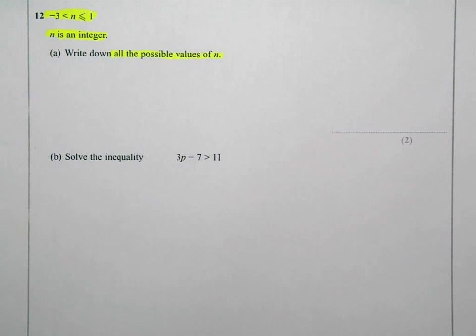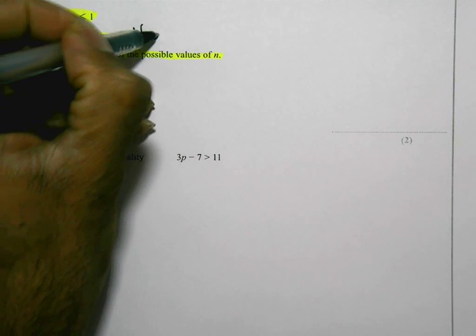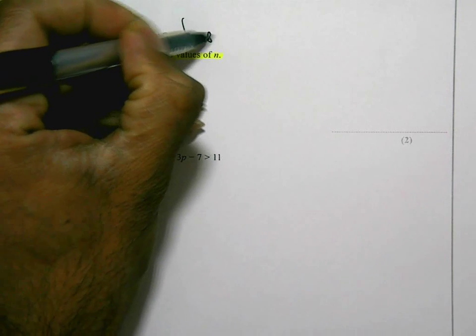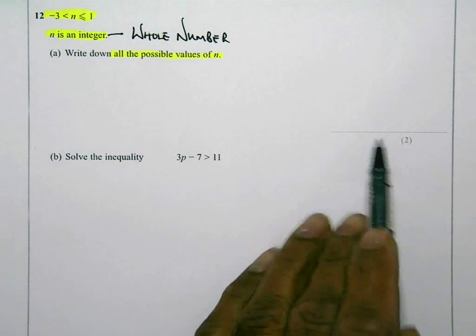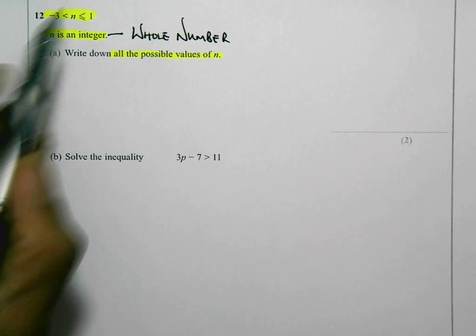Now this is a pretty standard question, but I'm going to write a couple of things here. Integer means whole number. So in the answer space, I need to write a list of whole numbers that n could be.